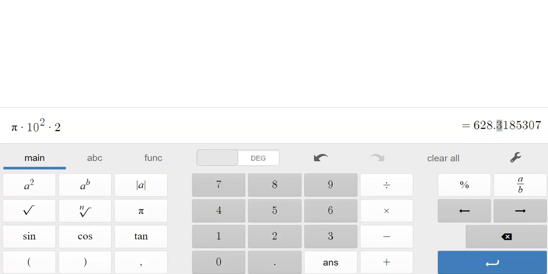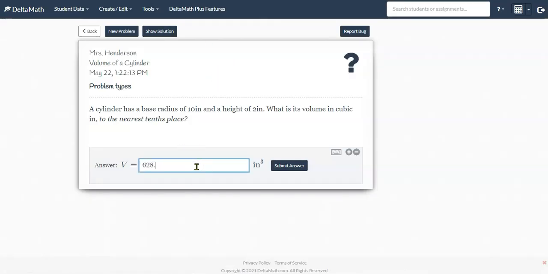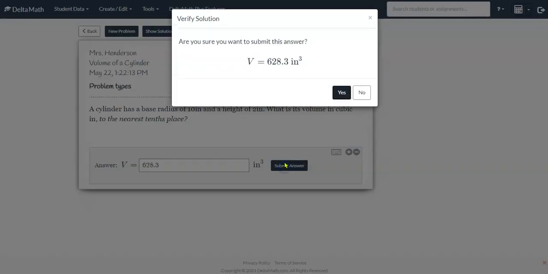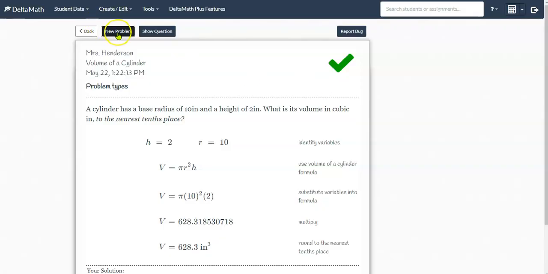But what we need you to do is understand if the 3 remains a 3 or if the number next to it is large enough to round it up. The number has to be 5, 6, 7, 8, or 9. If it's 5, 6, 7, 8, or 9, the number can round up. We have a 1, so it doesn't. 628.3 will be our answer. So we're going to type that into the Delta Math. 628.3 inches cubed is already written, so I submit. And let's check a new one.